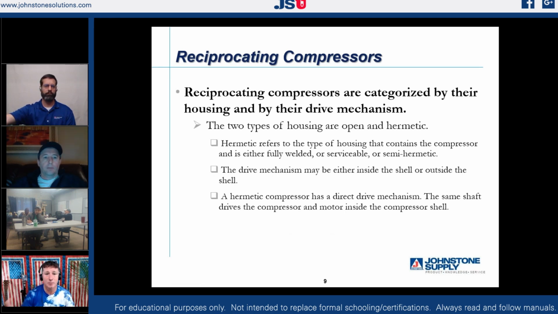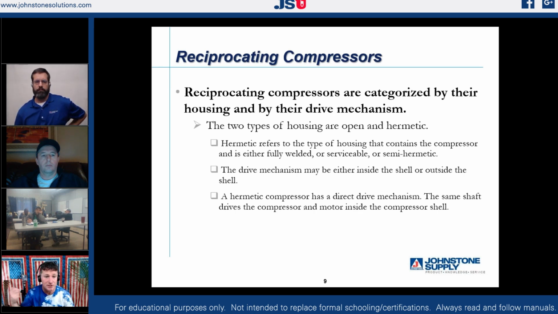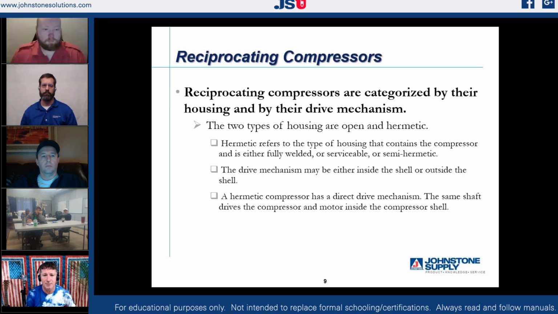So if we talk about reciprocating compressors, they're categorized by their housing and the drive mechanism. So the two types of housings are open and hermetic. And probably most of you have not seen open drive compressors, or you haven't worked on them. I have. And I've actually got one sitting next to me, and I'll show you some pictures probably in our next presentation.